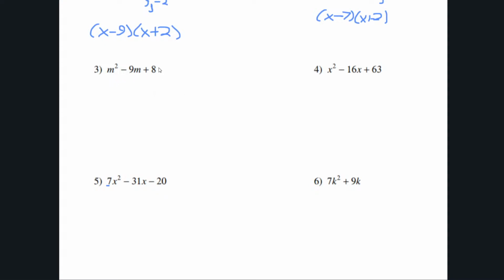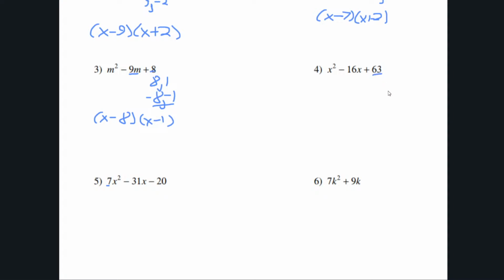m squared minus 9m plus 8. 8 has factors of 8 and 1, or it also has factors of negative 8 and negative 1, which looks like what we're going to be using here. So we have x minus 8, x minus 1. Negative 8 times negative 1 does equal 8, and negative 8 minus 1 is negative 9. Very nice. So we have x squared minus 16x plus 63.